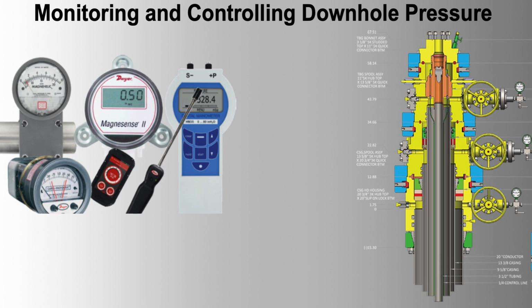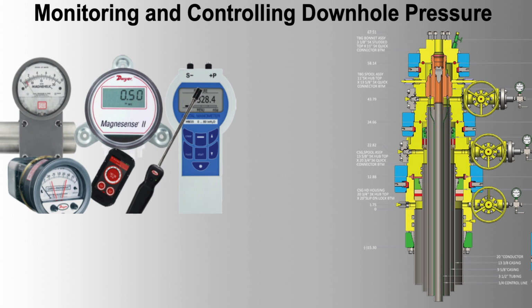2. Issue. Data transmission interruption. Problem: interruption in data transmission due to cable damage or signal interference. Solution: use high-quality, robust cables with protective sheathing and redundancy in data transmission paths. Employ wireless telemetry systems where feasible to avoid cable issues.